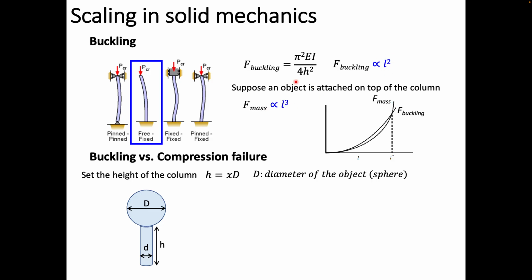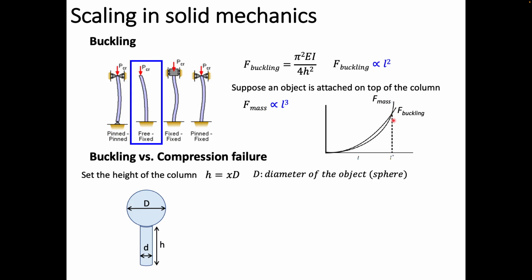So then, imagine the object is attached at the top of the column, and that weight is essentially considered as a force, right? Downward force. Okay, so that weight, or this downward force, is due to the mass, right? And that mass is related to density times volume, and volume is essentially L cubed, right? So we can see here, this is L cubed, so initially it's slowly increasing, but later on it's going to rapidly increase, right? And then there will be a cross point here.